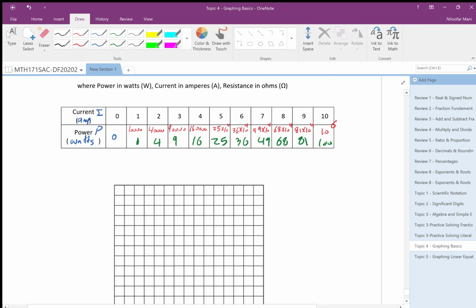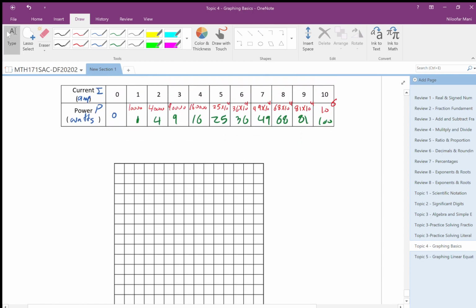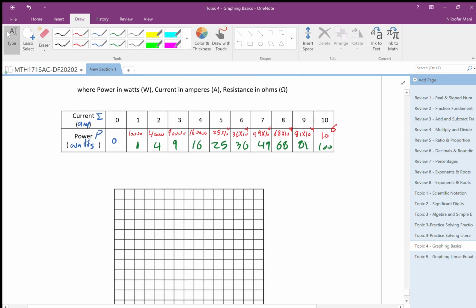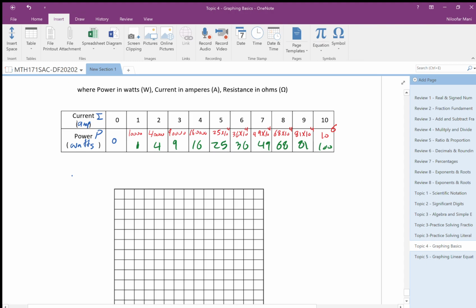Okay, so how do I mention here? First of all, I need the title. Let me see if I can insert a text box, I want to be able to type it. Okay, so I can. Yeah.